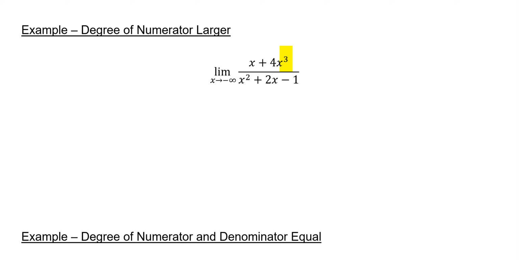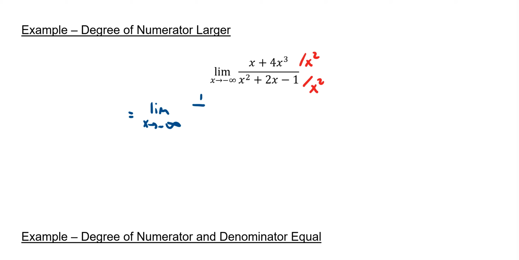Also notice the numerator is degree 3 and the denominator is degree 2. Limit as x approaches negative infinity. So we're going to divide the numerator and denominator by the highest degree from the denominator every single time. And I'll do this one a little bit quicker. Divide every single term in the numerator by x squared.